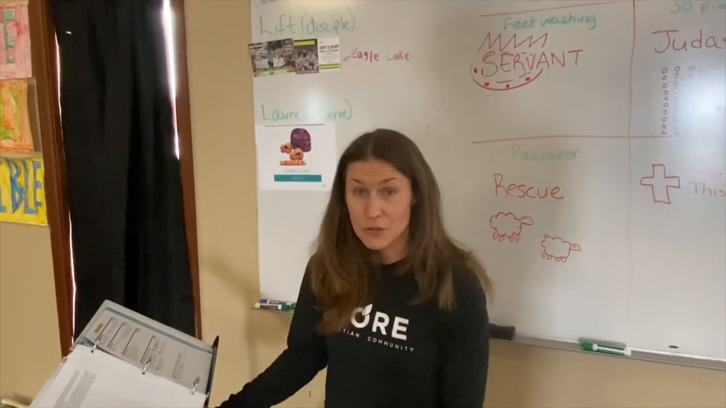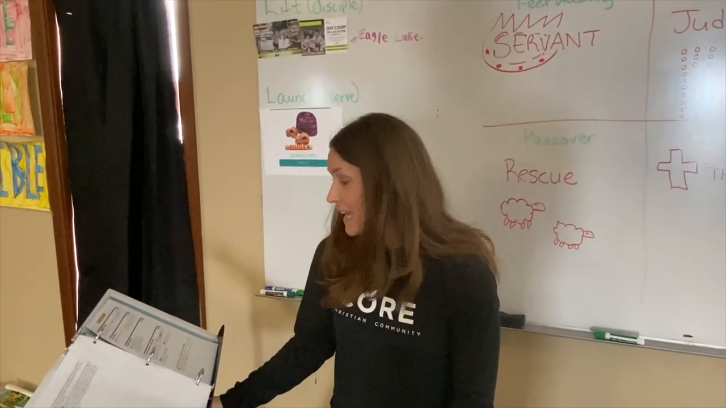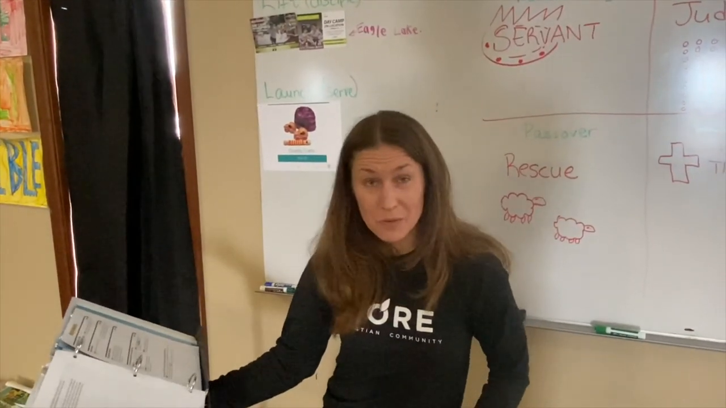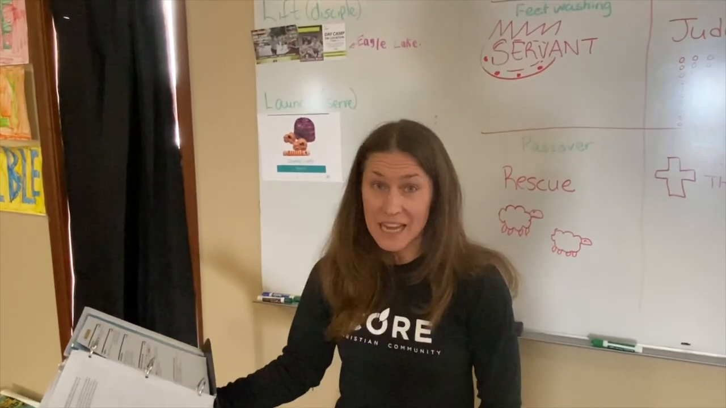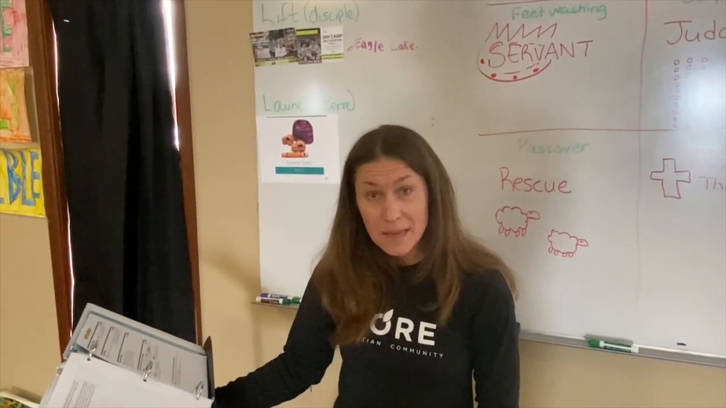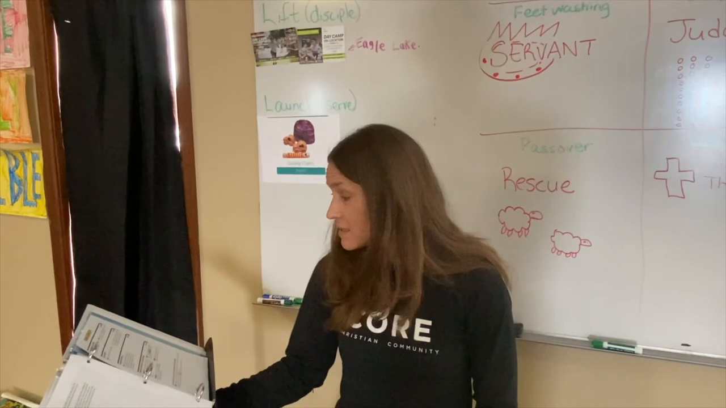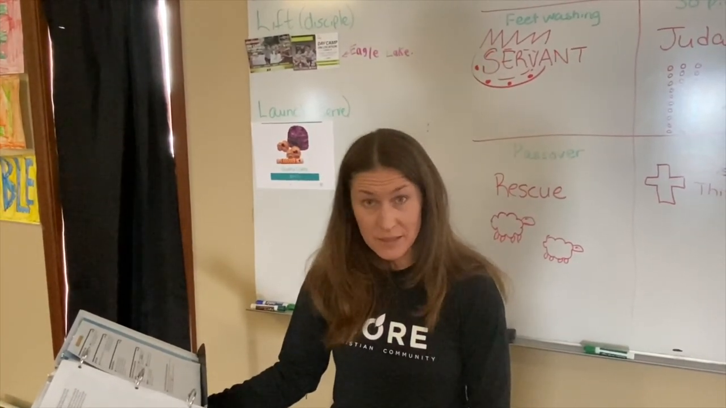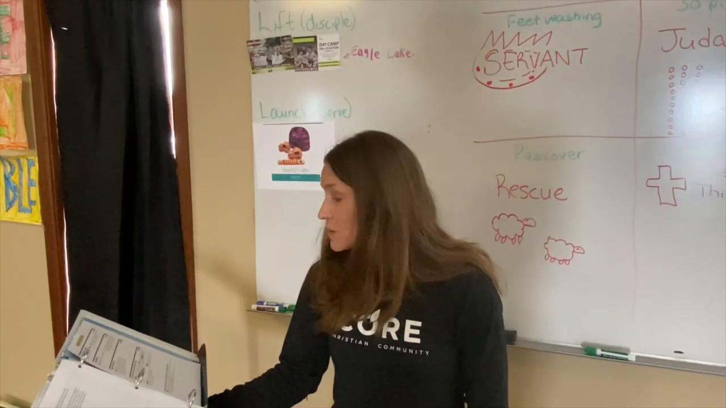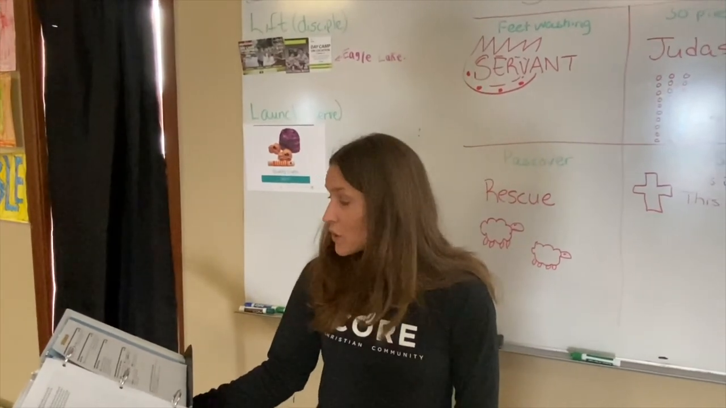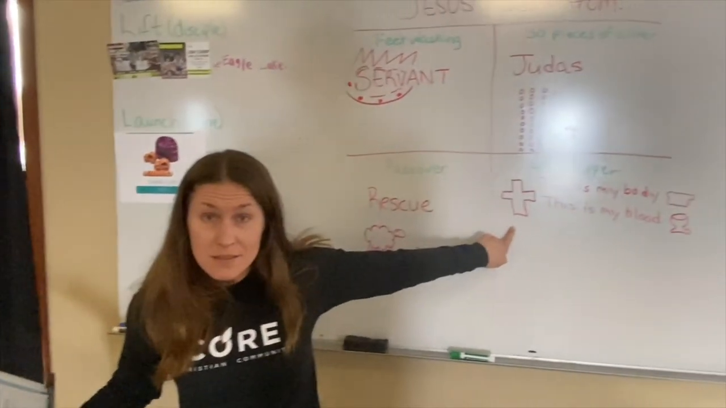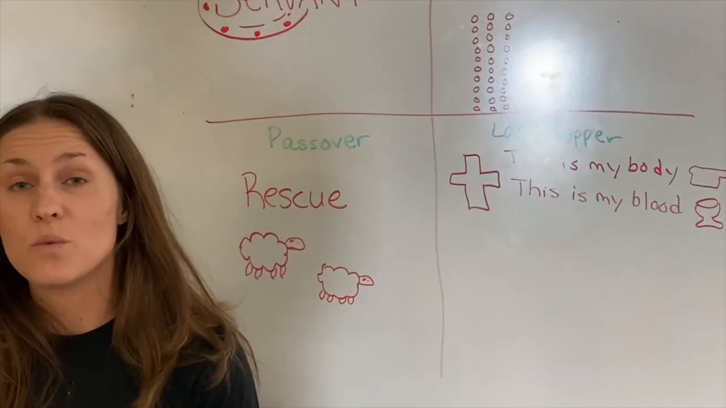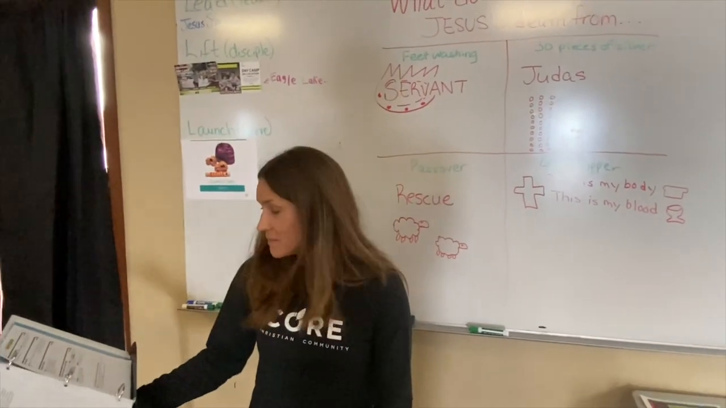Jesus is our servant king. And the Passover lamb, remember, Jesus died instead of us. The lamb died instead of us. He knew that he would have to die to rescue us. His body was broken and his blood was poured out on the cross, so that we could be saved.